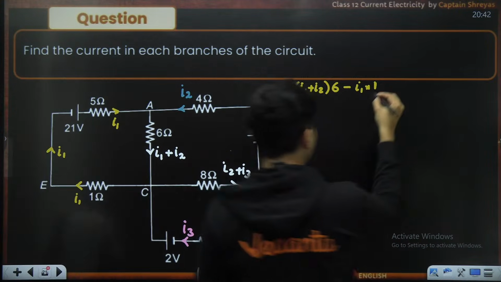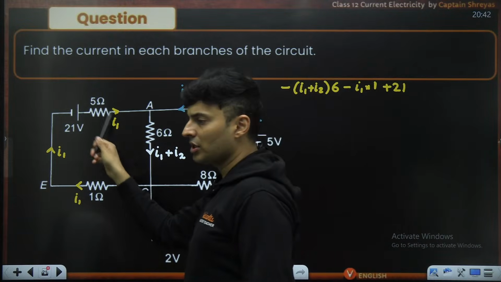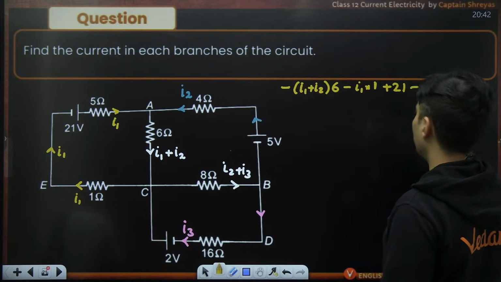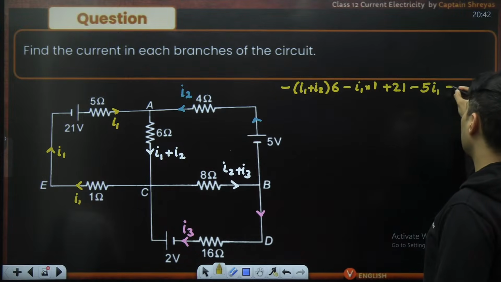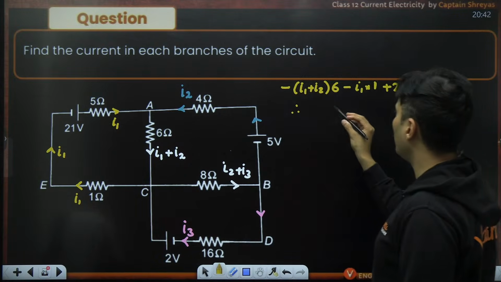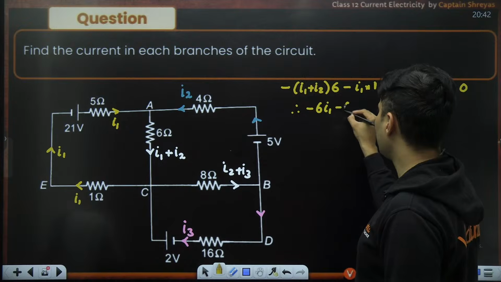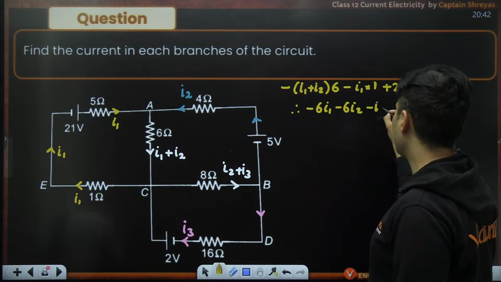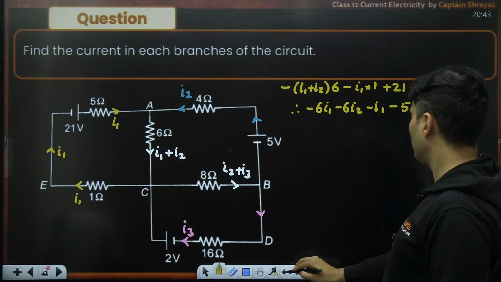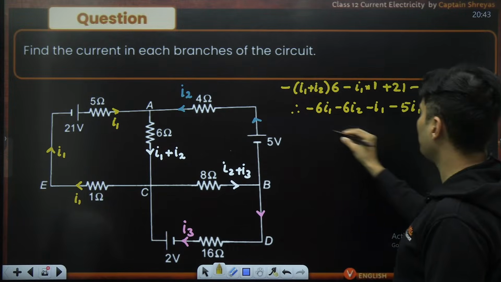Here I encounter a battery. So there is a sudden jump of plus 21. I'm going in the direction of the current, so there is a drop. So minus 5 times I1. I land at the same point, so it should be 0. If you want, you can simplify this. Nothing wrong in that. So minus 6 times I1 minus 6 times I2 minus I1 minus 5I1 plus 21 is equal to 0.